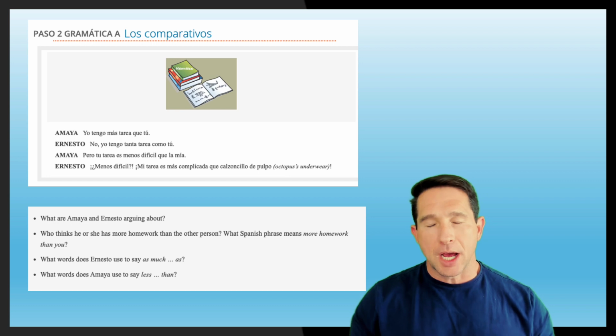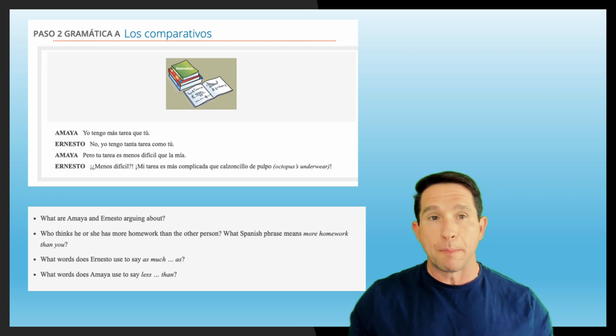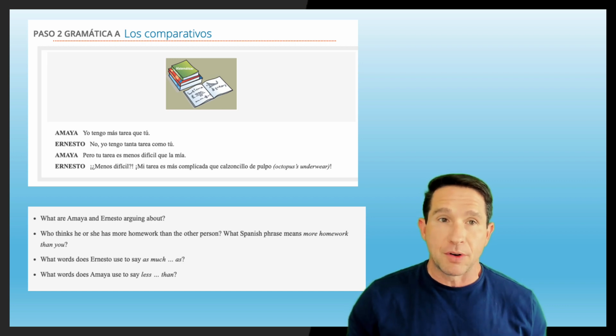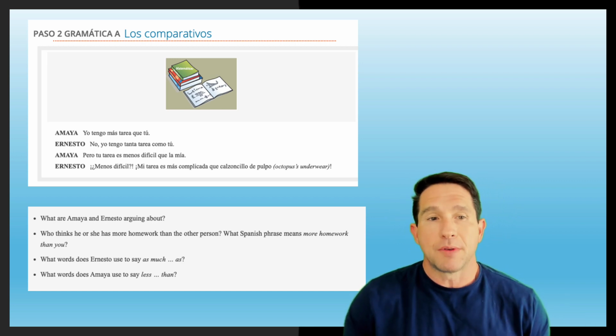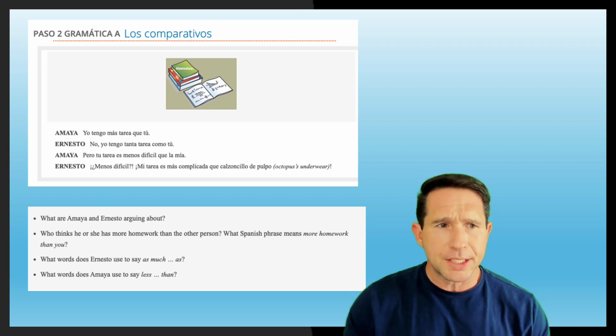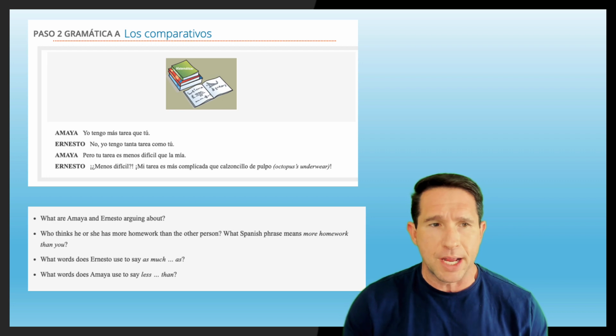Este es sobre capítulo número 3, pasos 2 y 3, los comparativos y superlativos, comparatives and superlatives, right? So let's get right to it. Look at our text here. We have some books. Looks like workbooks, Amaya and Ernesto, right?